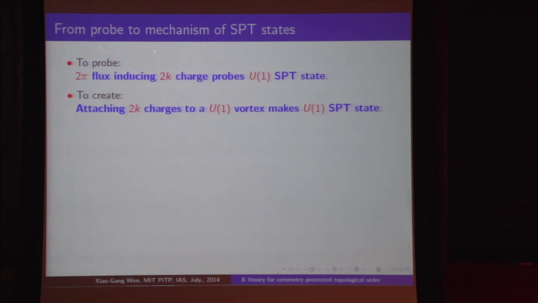So this is the summary: threading a 2 pi flux would induce 2K charge, and this probes this U1 SPT state.